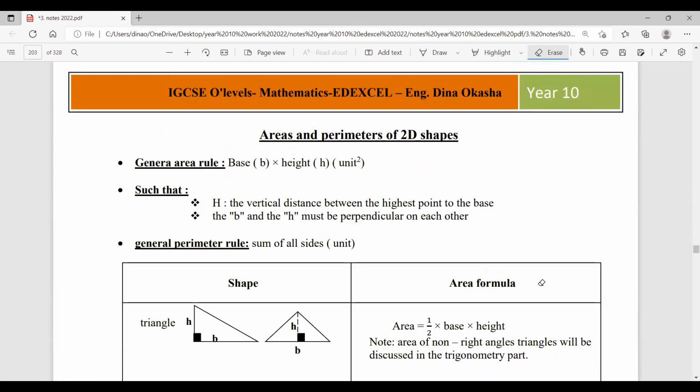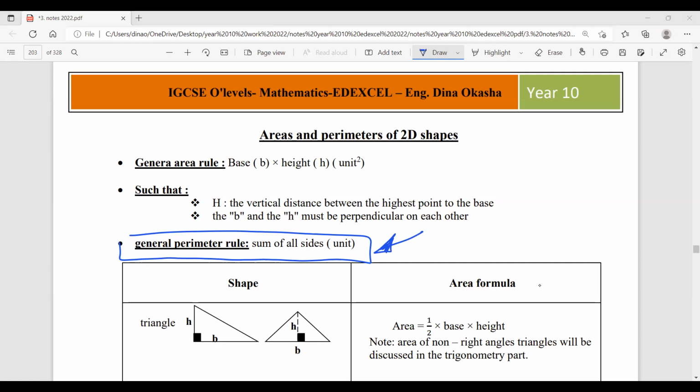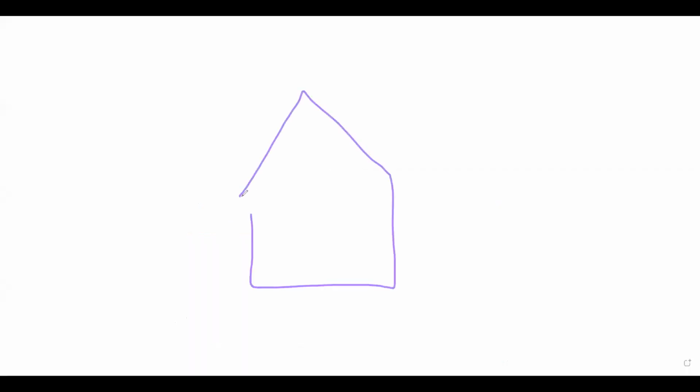If you look, you'll find that the general perimeter rule is to add the sum of all sides. I'm going to add all sides. But I want to emphasize a point here in the perimeter part. Let's go to the whiteboard. Let's assume I have this shape over here: 1, 2, 3, 4, 5, 6. Let's say this is a regular pentagon, and these are all 5 centimeters, 5 centimeters, 5 centimeters, and this one here is 6 centimeters, for example.